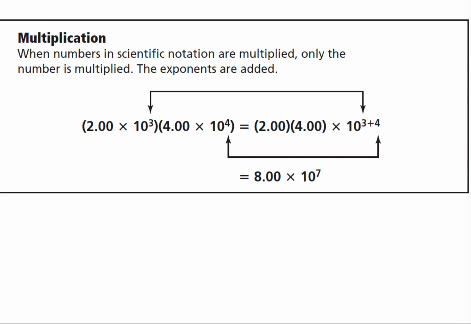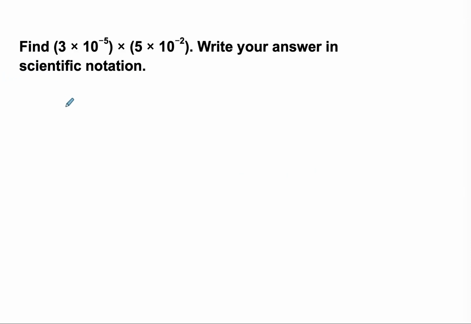Okay. All right, let's try, whoa, I lost my track here. Here we go. Okay, let's try this next one. Find 3 times 10 to the negative fifth power times 5 times 10 to the negative second power. Write your answer in scientific notation. Okay, so I'm going to start just by writing my problem. 3 times 10 to the negative fifth power times 5 times 10 to the negative second power.